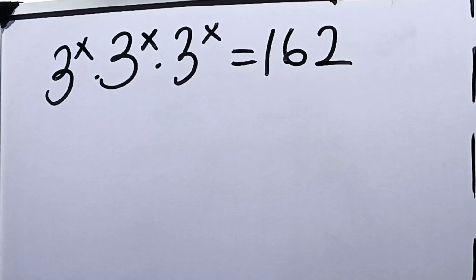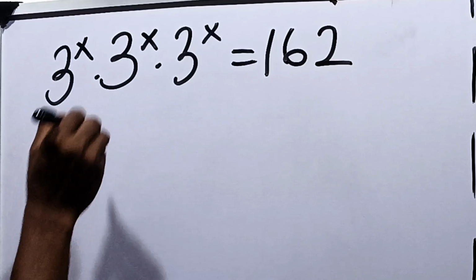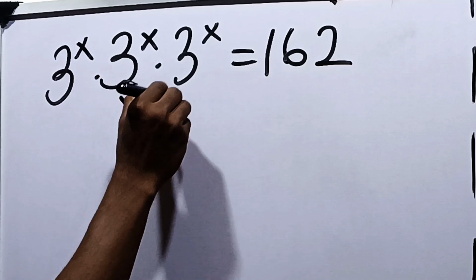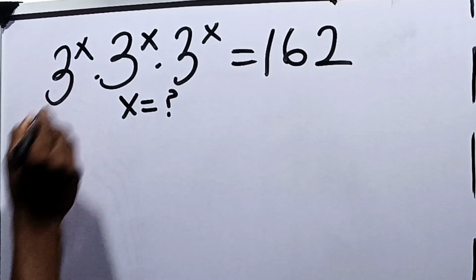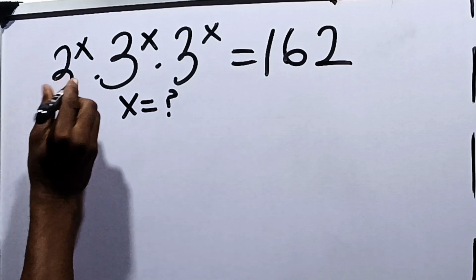It says 3 raised to power x dot 3 raised to power x dot 3 raised to power x is equal to 162. We're going to solve for the value of x in this equation. Now, first thing we can do here is to say dot here simply means multiplication, so we can multiply this out.